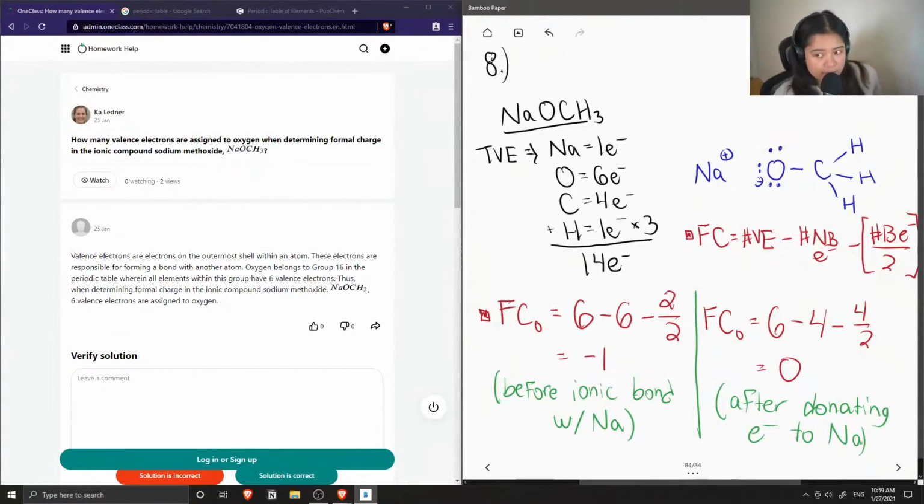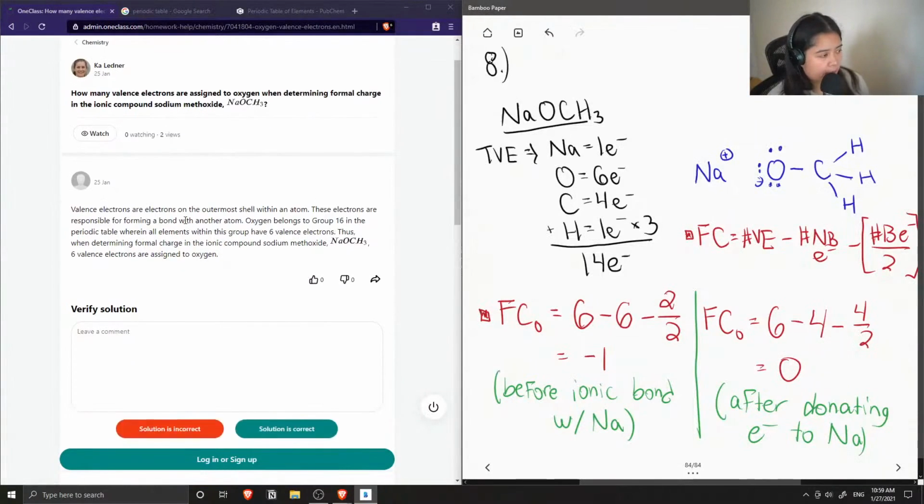Okay, so now let's see what the junior tutor said. Valence electrons are electrons on the outermost shell within an atom. These electrons are responsible for forming a bond with another atom, and oxygen belongs to group 16 in the periodic table, wherein all elements within this group have 6 valence electrons. Thus, when determining formal charge in the ionic compound sodium methoxide, 6 valence electrons are assigned to oxygen.